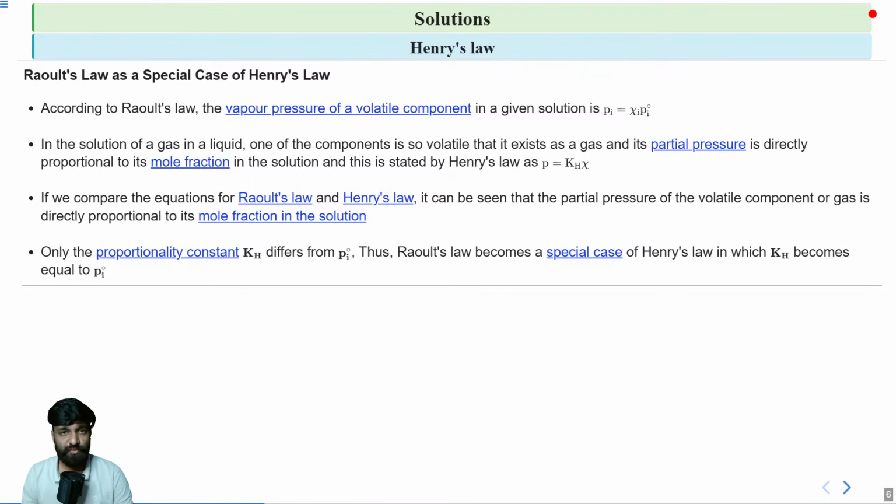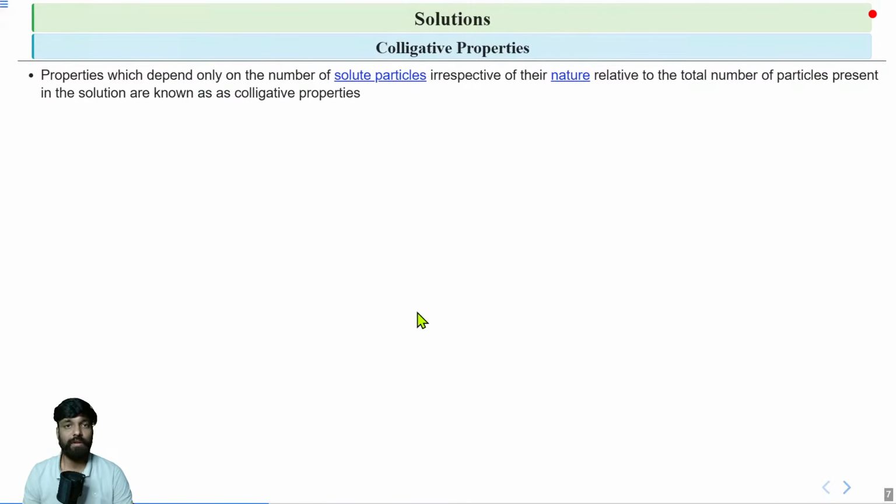So next we will move on to colligative properties, which is the most important part of your solutions chapter. Colligative properties are those properties which depend upon the number of particles, okay? The number of solute particles that you are dissolving, and not dependent upon the nature of the particle. So this is the most important point you should remember. Got it?